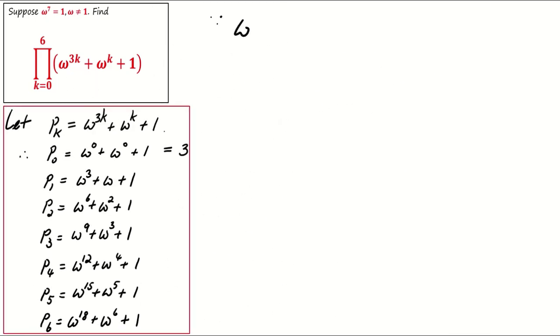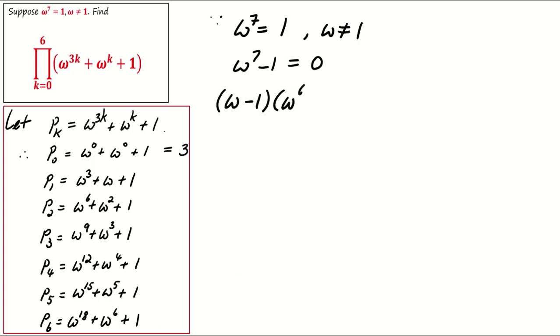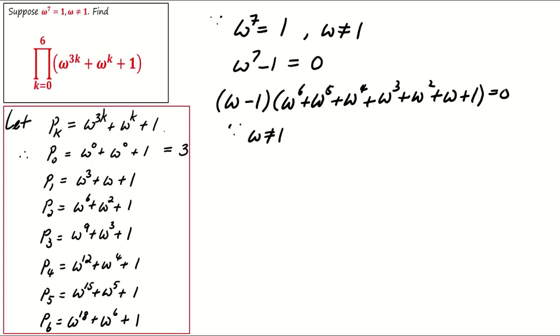Next, based on the condition omega to the power 7 is 1 and omega is not equal to 1, we know that omega to the power 7 minus 1 equals 0. Factorizing it gives us omega minus 1 times omega to the power 6 plus omega to the power 5 plus omega to the power 4 plus omega to the power 3 plus omega to the power 2 plus omega plus 1. Since omega is not equal to 1, we conclude that the sum of omega to the power k from k equals 0 to 6 is equal to 0.